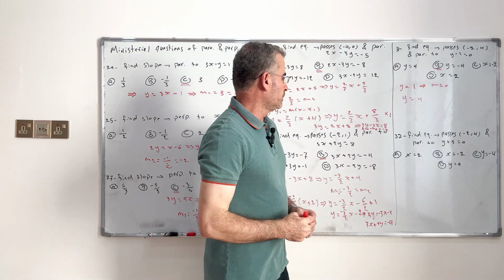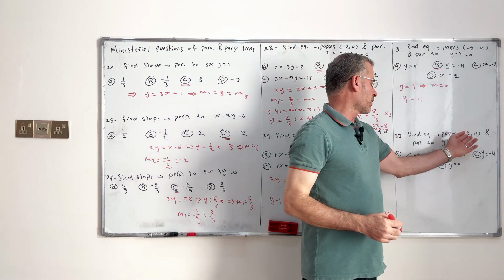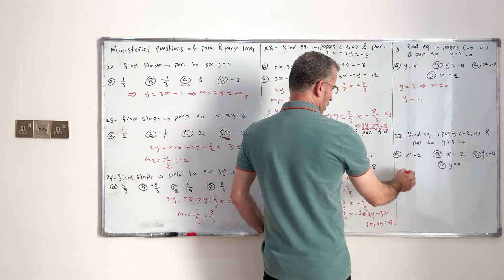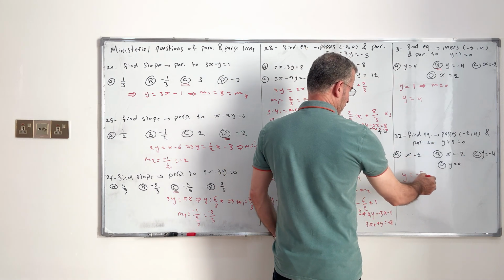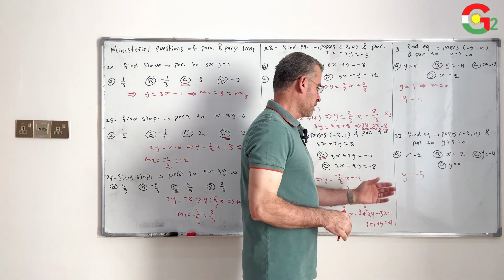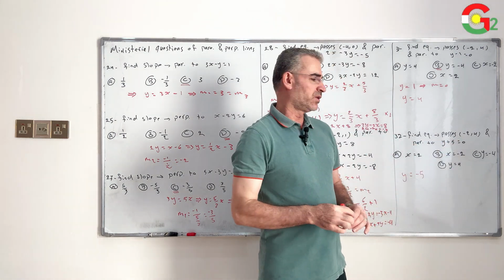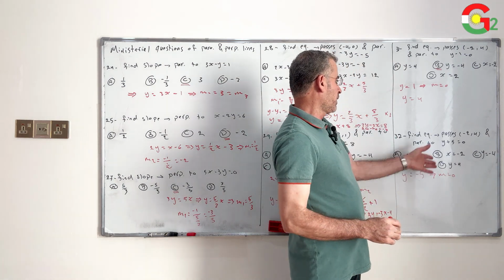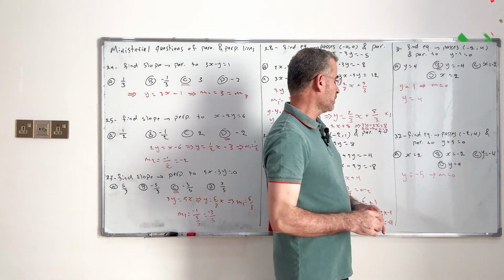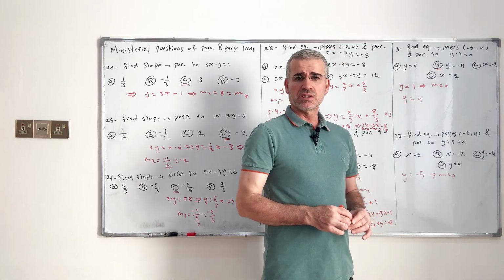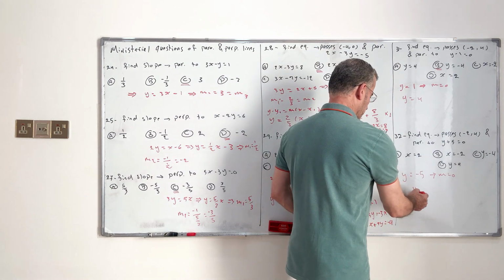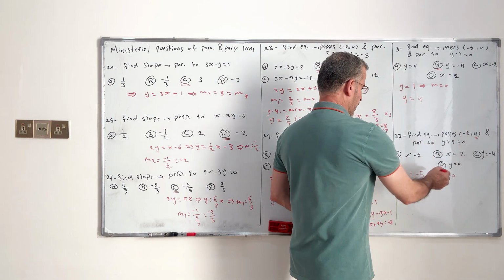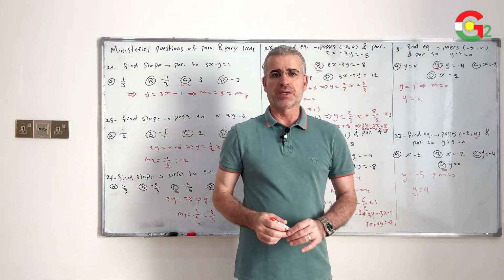Question number 32. Find the equation of the line that passes through the point (-2, 4) and is parallel to the line y = 5. Y = 5 is y + 5 = 0, which is y = -5. Its slope is 0. Then the needed equation also has slope 0, and the equation is y = the y coordinate here. Y = 4. Choice number D.